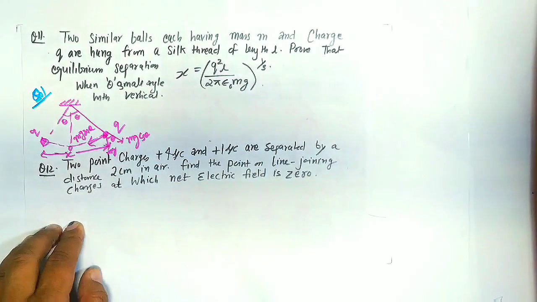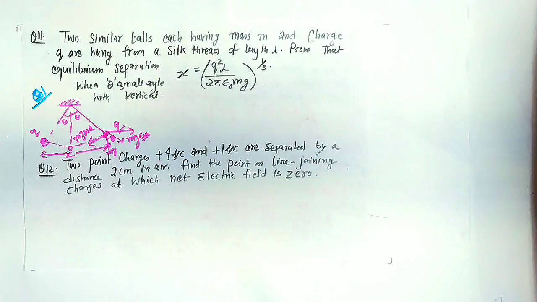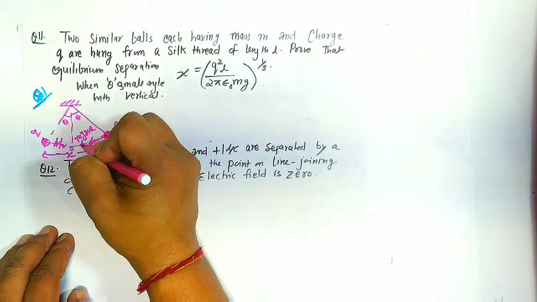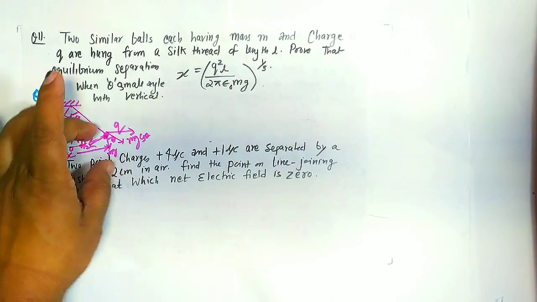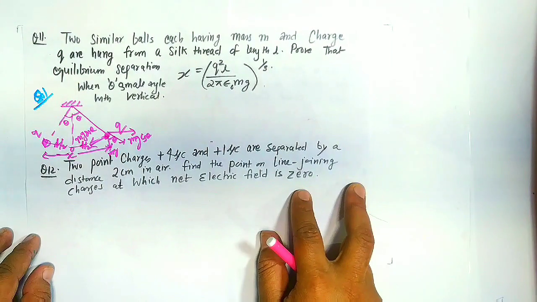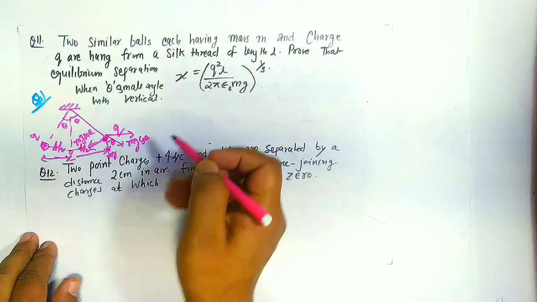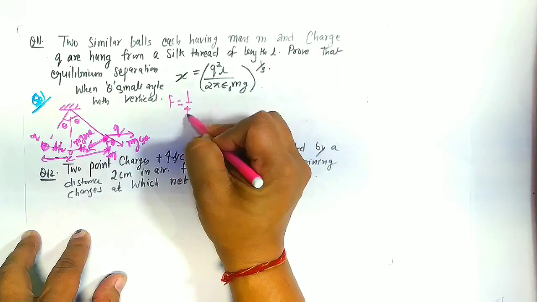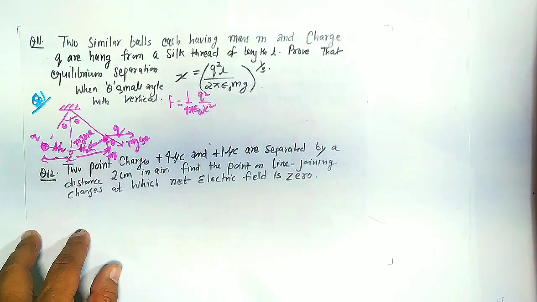This angle is theta, and there will be a force in this direction due to repulsion. Because this is the same angle, this will be x by 2 and this will also be x by 2. Are you getting it or not? So the total distance is x, and mg sine theta and mg cos theta are the forces. What is the force between the two charges? It will be kq square by r square. Simply I will write 1 upon 4 pi epsilon naught q square by x square, the force between the charges.